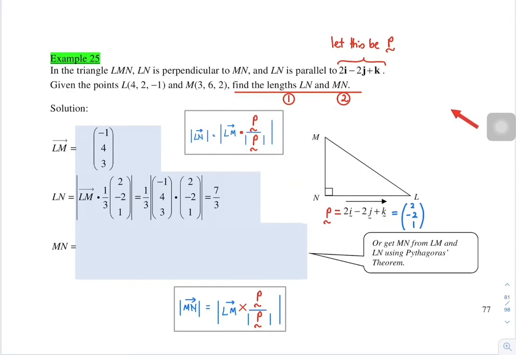Okay, so next we want to find the length of the distance from M to N, and we already know the formula is by using the cross product. So we're going to take the vector LM, and cross it with the unit vector parallel to LN, in this case the unit vector P hat. P hat is actually the P vector divided by the magnitude. So using this formula, we will be able to get MN itself.